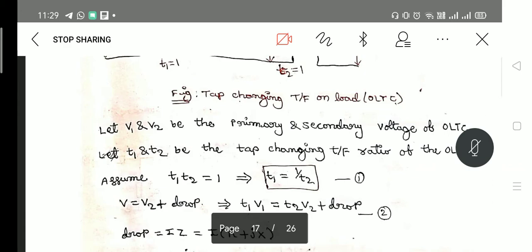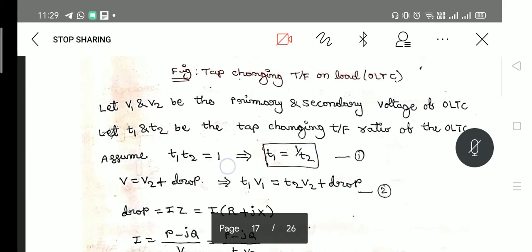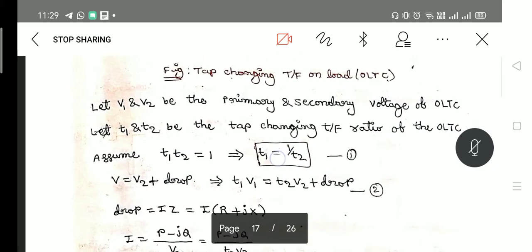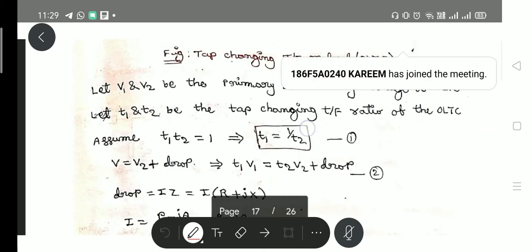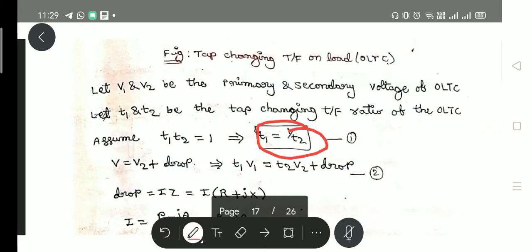You can calculate T1 and T2 here. Here T1 T2 is equal to 1. We can assume the condition T1 T2 equals 1, and T1 is equal to 1 by T2. You can remember this formula, T1 T2 equals 1, so T1 is equal to 1 by T2. This formula is very important in the problems. T1 is equal to 1 by T2.